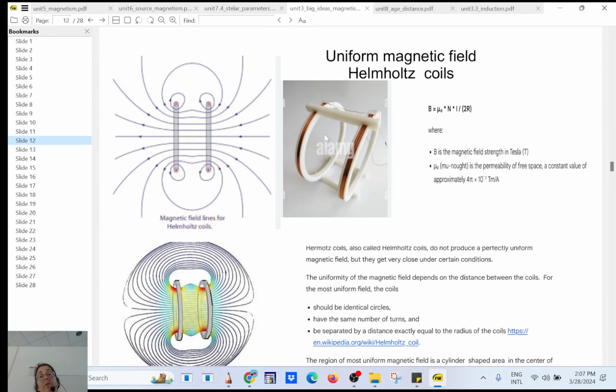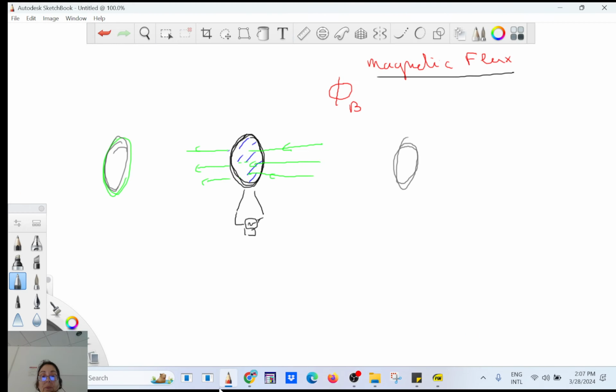If you have two coils that are perpendicular to each other and the radius equals the distance between them, you're going to have a uniform magnetic field. Anyway, let's go back to here. Maybe there is a coil here, that face is the north, that will be the south, that will be the north. So you have magnetic field lines.